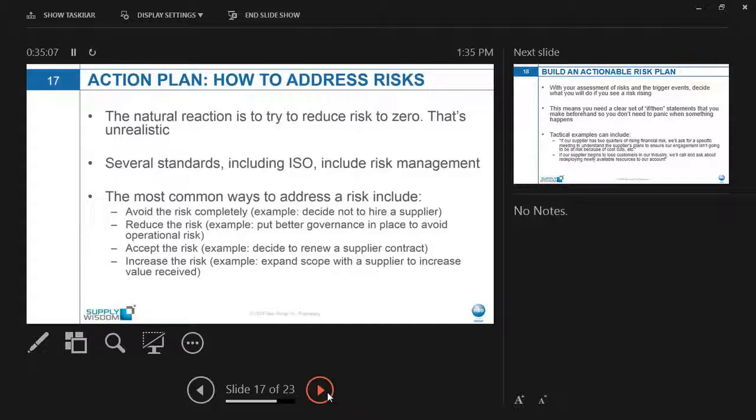Or, and this is where you start to get into that take advantage of opportunities phase, you could increase the risk. Right? You could see, for example, a situation where you could expand scope with a supplier because you want to increase the value that you receive from that supplier. So maybe there's a supplier that's risky, but there's a business opportunity that's just so great that you really choose to increase your risk. So good examples of those kinds of things are boutique startup companies that have really great technology that can help your business move forward.